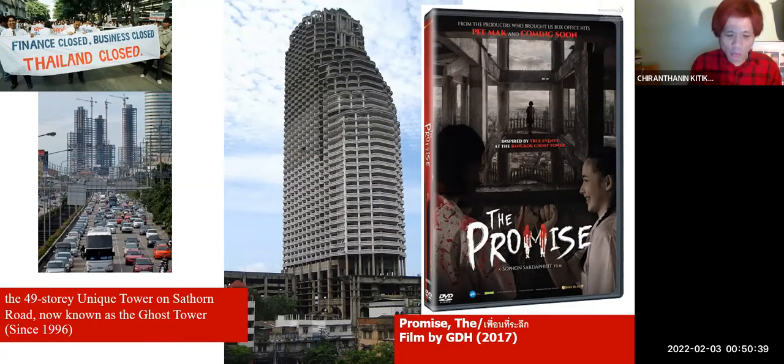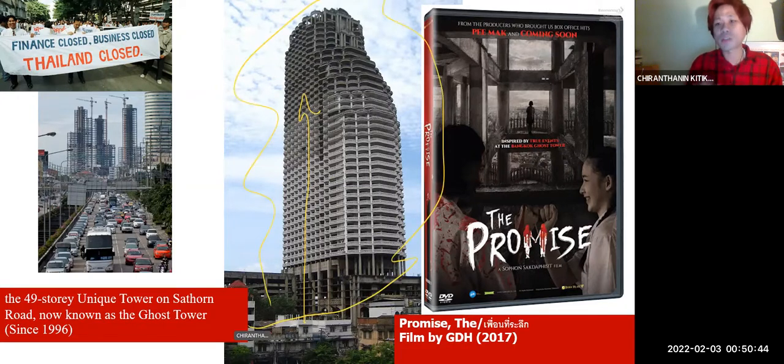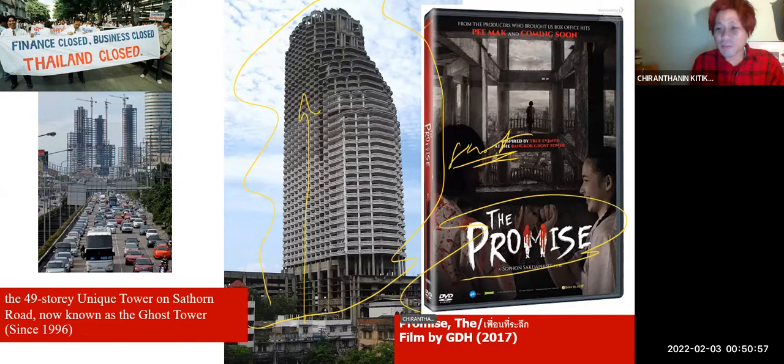This high-rise building was built in 1996, but the project was stopped because the economy collapsed as well. And this is creating a ghost story in the city as well, in Bangkok, called The Promise. You can watch it. It's from a GDH movie film, and this film was launched in 2017, right? And it's very interesting because this 49-story building was stopped and it became a nightmare.